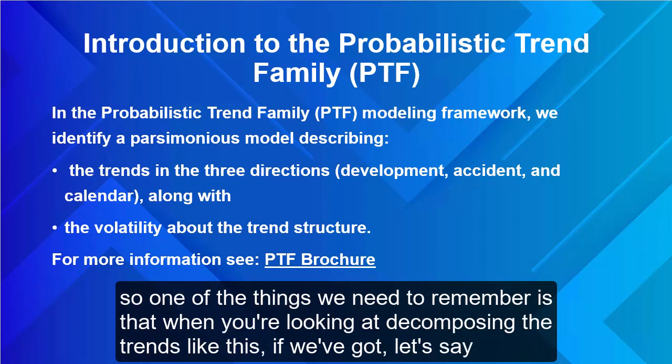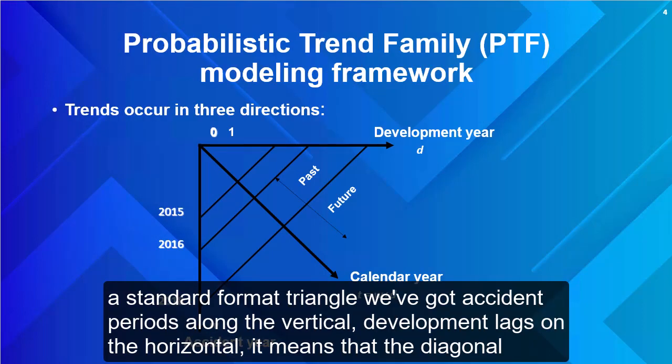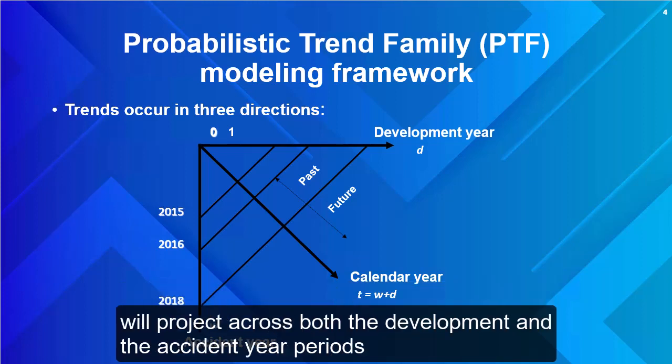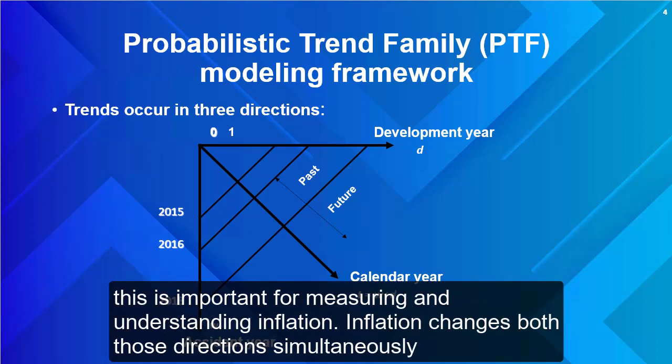So one of the things that we need to remember is that when you're looking at decomposing the trends like this, we've got, let's say, a standard format triangle when you have accident periods on the vertical, development lags on the horizontal. It means that the diagonal forms the calendar periods. And that means any trends occurring in the diagonal, whether constant or changing, will project across both the development and the accident periods. And this is important for measuring and understanding inflation. Inflation changes both directions simultaneously.